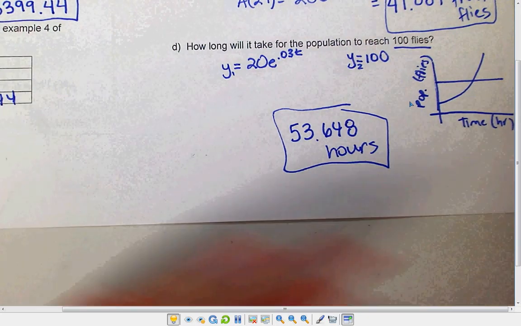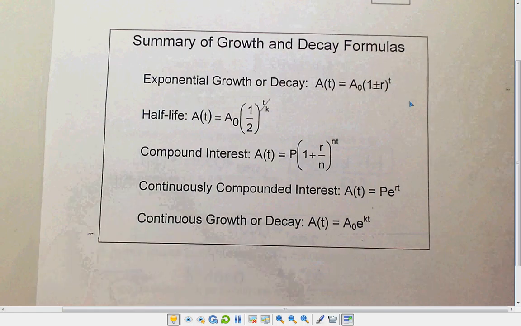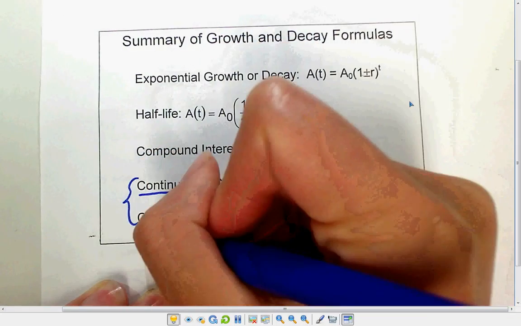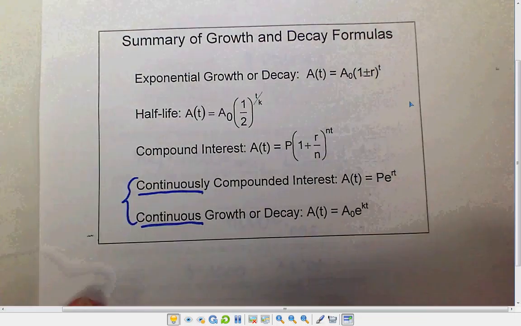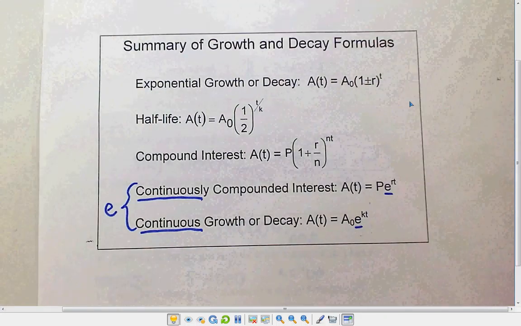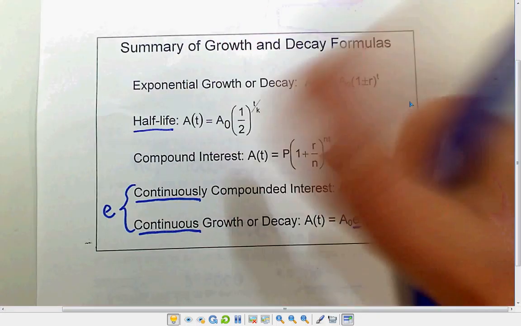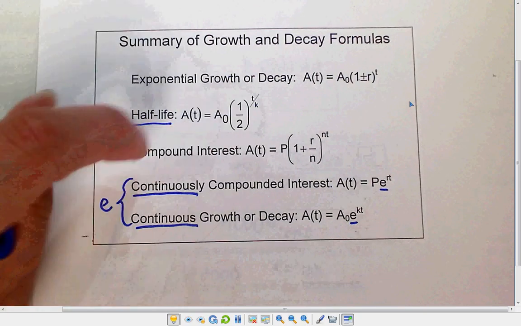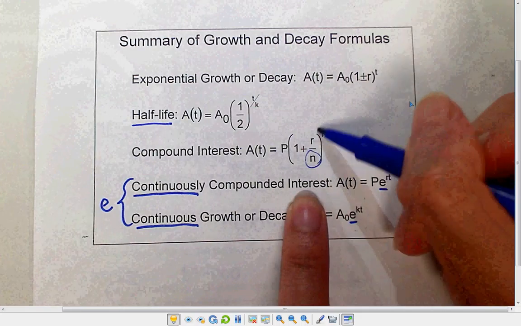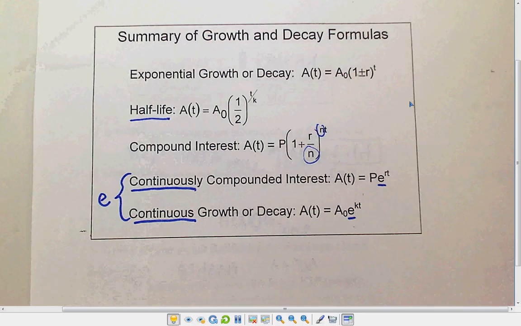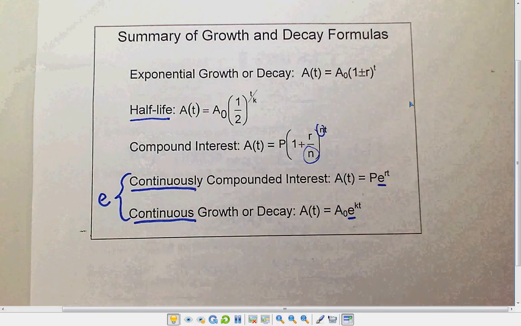So on the back of your paper now, I have for you a summary of all of the different equations that we have. So we have 5 different equations that we're going to use. The 2 that we just learned today are the continuous ones. So whenever you see the word continuous, you know you're going to have an equation that has an e in it. Half-life is easy because whenever you see half, you know you're going to use the one with half in it. Compound interest, it's always going to say compounded, and that's when you have your n. And if it's none of these, then it's just your plain old original exponential growth or decay. So these are the 5 equations that you're going to be using in this unit.